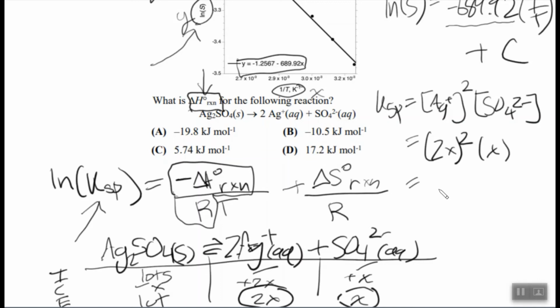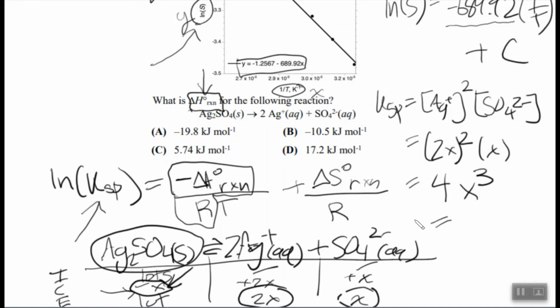And you'll find out that this simplifies to 4x cubed. And if you remember, molar solubility is x because that's the amount of molar of this that's going to dissolve. So that would be the molar solubility. And therefore, we can substitute x for s, and we get that the Ksp is equal to 4s cubed. So we have a relationship between Ksp and s.